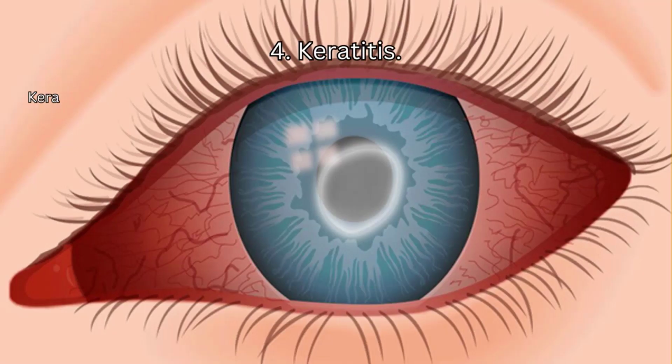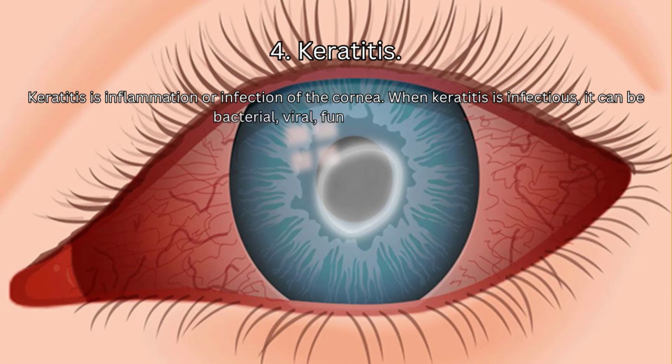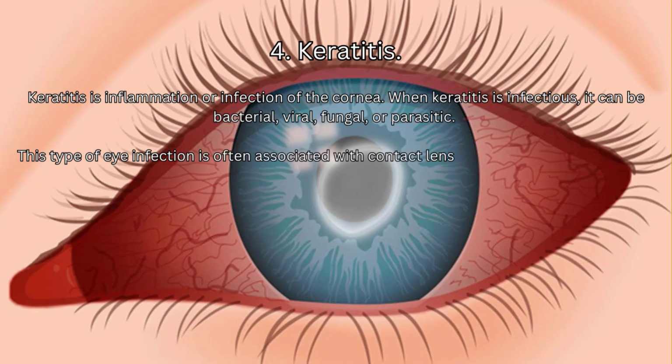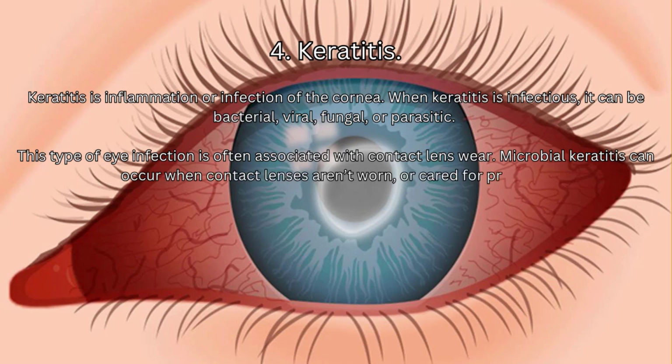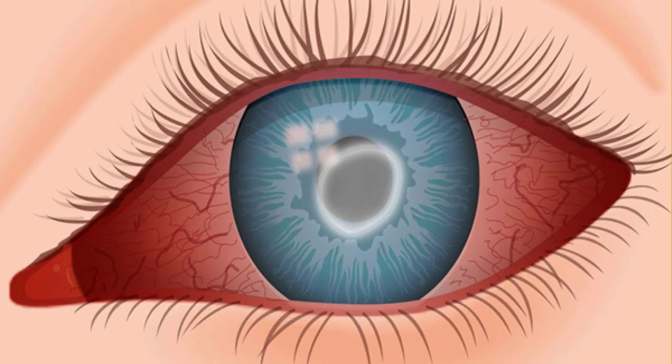Number 4. Keratitis. Keratitis is inflammation or infection of the cornea. When keratitis is infectious, it can be bacterial, viral, fungal, or parasitic. This type of eye infection is often associated with contact lens wear. Microbial keratitis can occur when contact lenses aren't worn, or cared for properly.